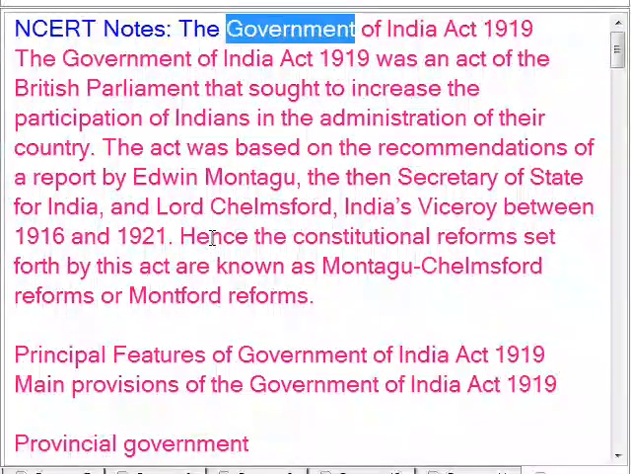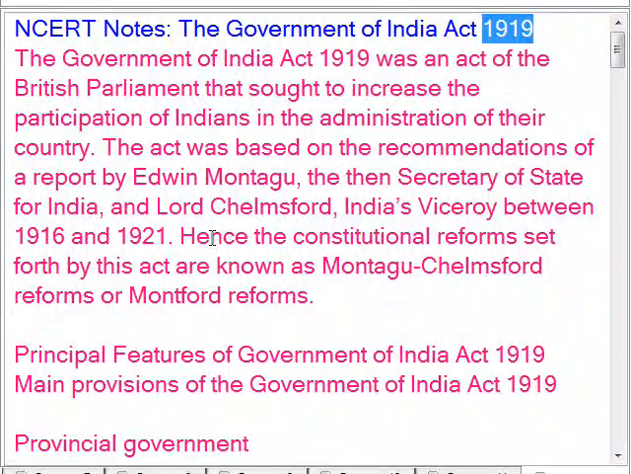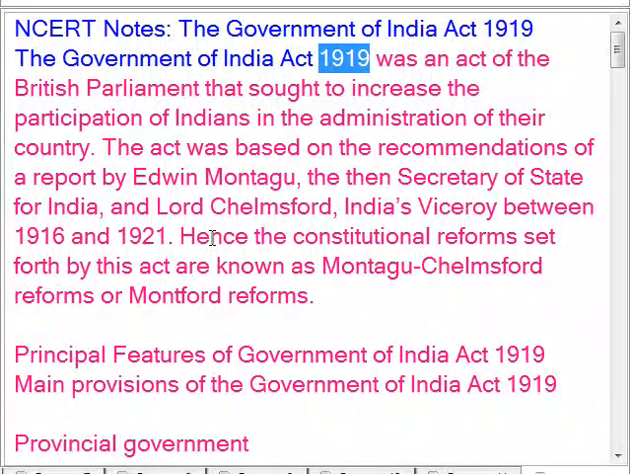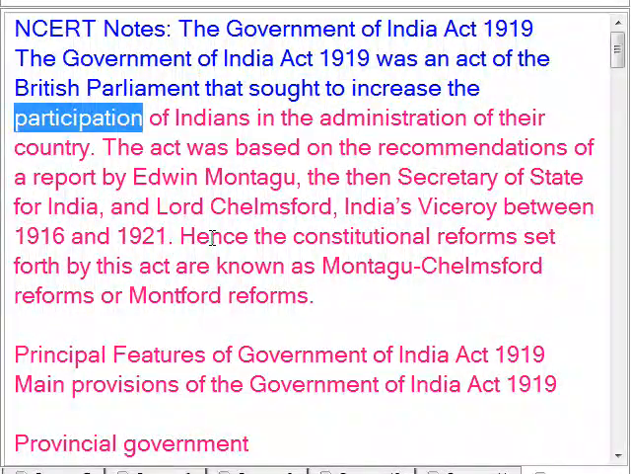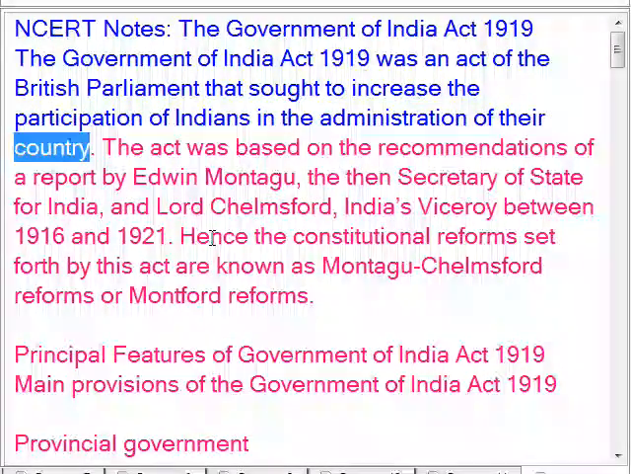NCERT notes, the Government of India Act 1919. The Government of India Act 1919 was an act of the British Parliament that sought to increase the participation of Indians in the administration of their country.